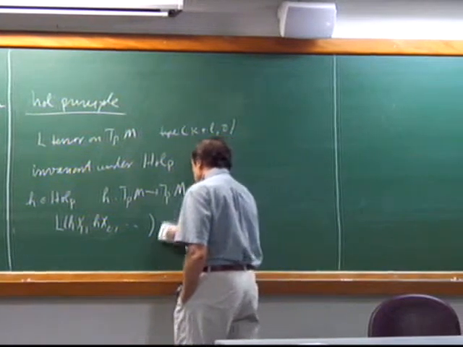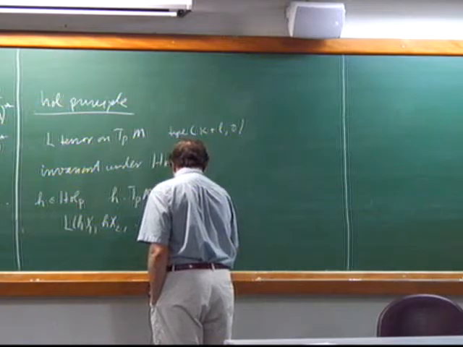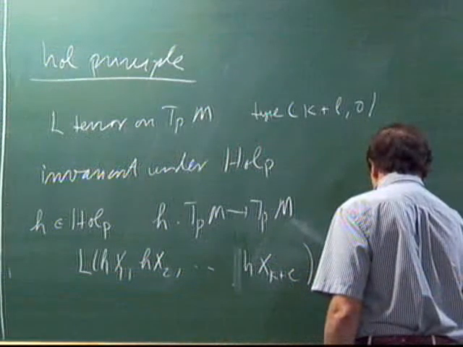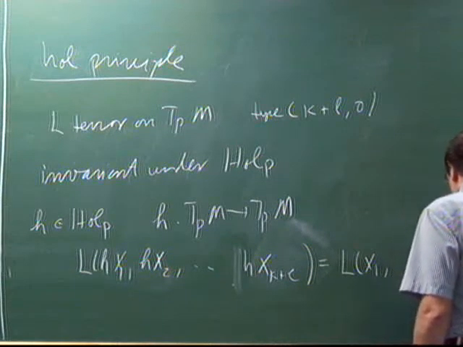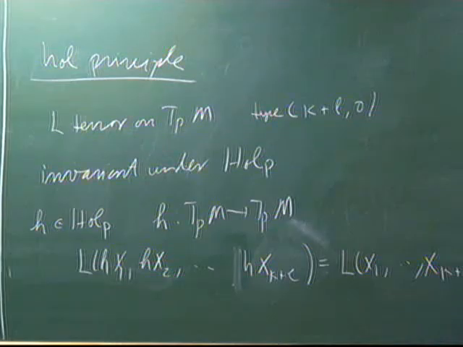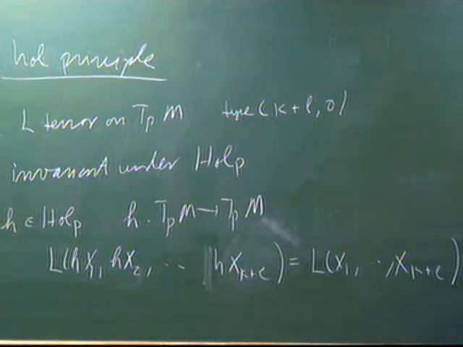And then it would simply be that this is L. So that's the natural thing that I would write down for being invariant. So it's a tensor that's invariant. Once I have that, I define a tensor on M. Let's call it L bar.